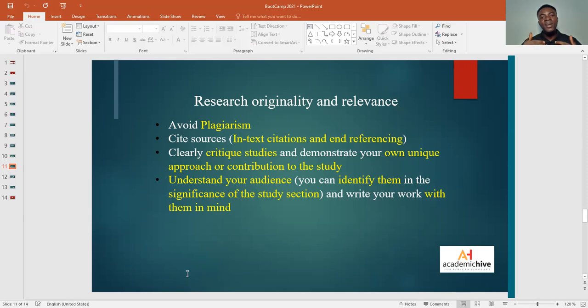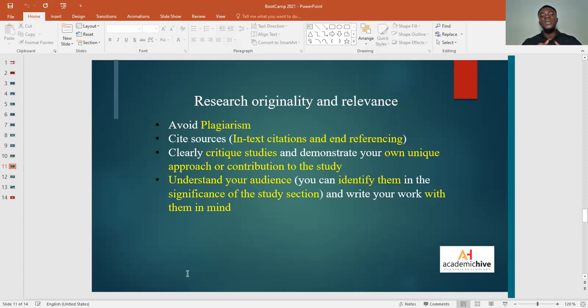To criticize the study, you have to take an in-depth look at what the researcher has done. It can come off like this. Mr. A conducted a study on this and that, and used this methodology or this tool to collect and analyze data. However, Mr. A could have used this other methodology to provide a more in-depth or a more comprehensive look at the subject. Now you've been able to criticize the study. You've been able to not just report what has been done, but also point out what should have been done. That adds originality to your study.